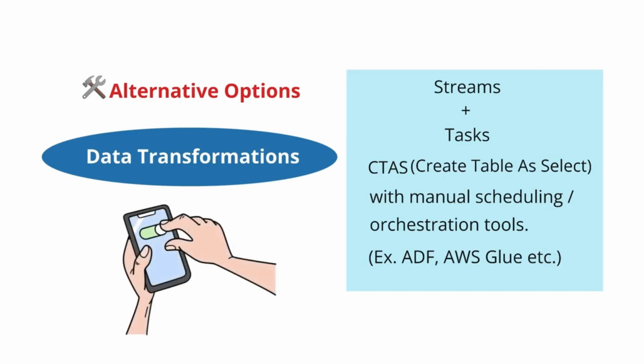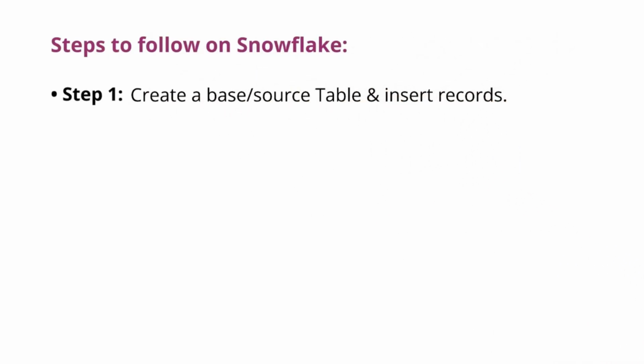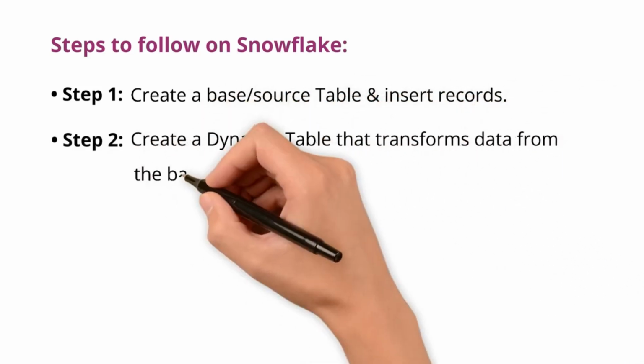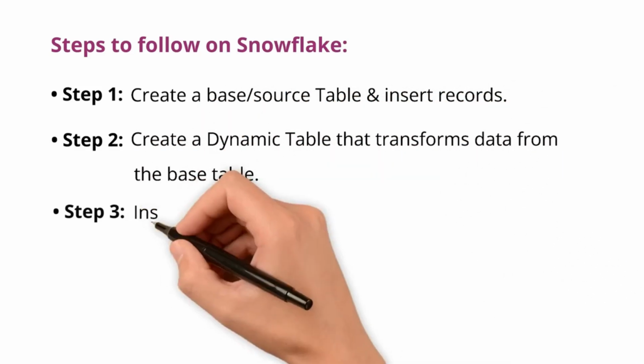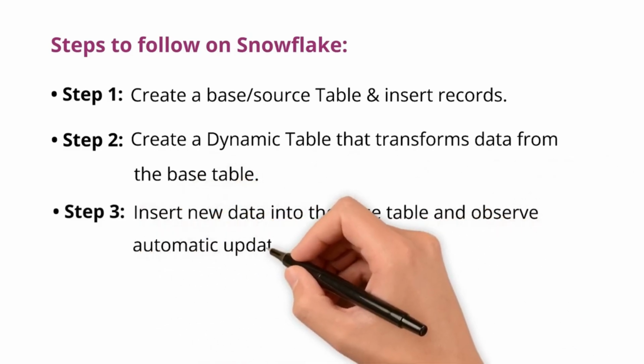Time to do some hands-on. Here are the steps we'll run in Snowflake. Create a base or source table and insert records. Create a dynamic table that transforms data from the base table. And then insert new data into the base table and observe automatic updates.